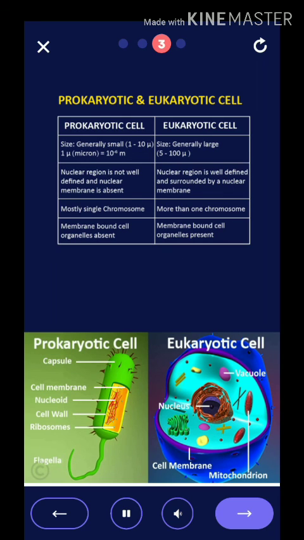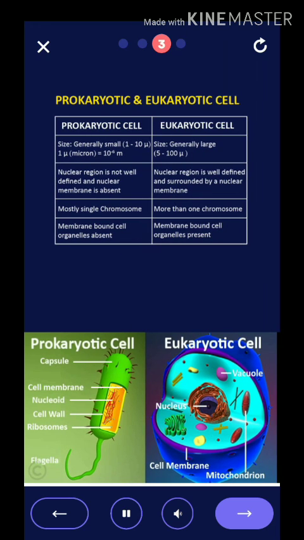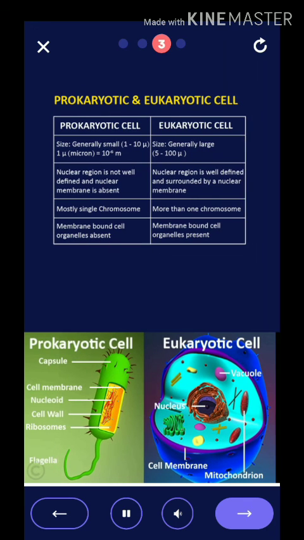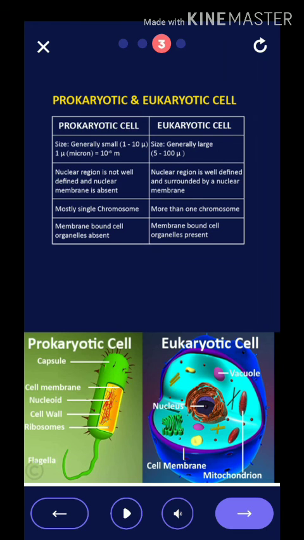Eukaryotic cells are large cells ranging from 5 to 100 microns. These cells have a well-defined nucleus and a distinct nuclear membrane. More than one chromosome is present in eukaryotic cells. They possess membrane-bound cell organelles. Example: animal and plant cells.